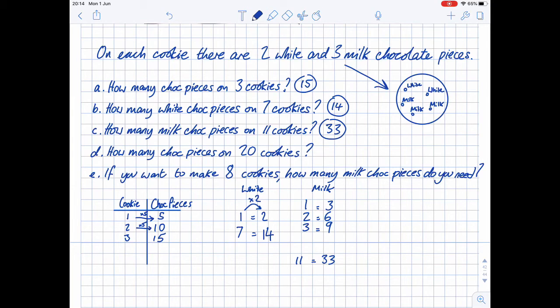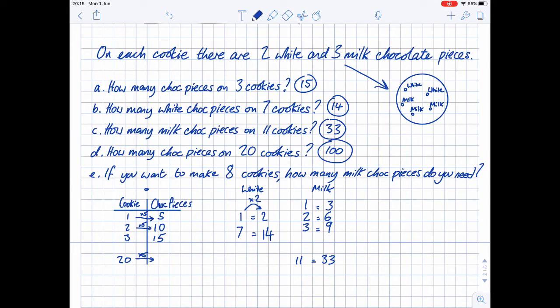Now, D, how many chocolate pieces on 20 cookies? Okay, so this is total chocolate pieces. So I can go back to this table, can't I? And there were 20 cookies. What am I multiplying by? I'm multiplying by 5. So the answer there is 100 chocolate pieces.